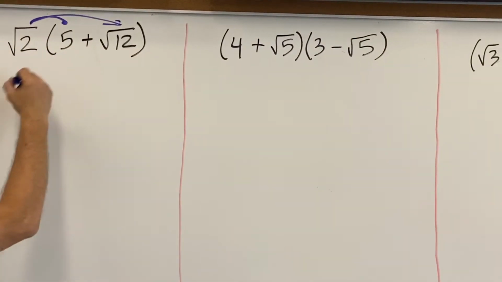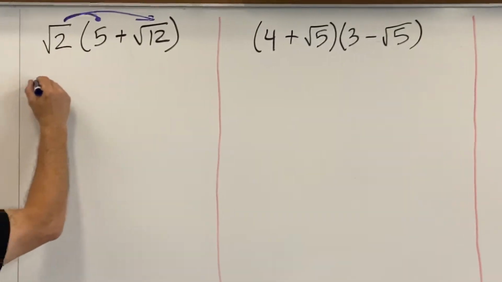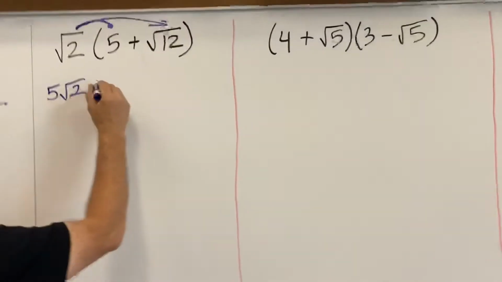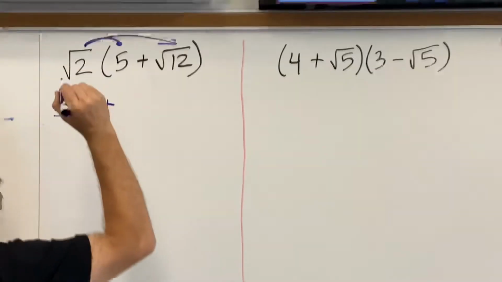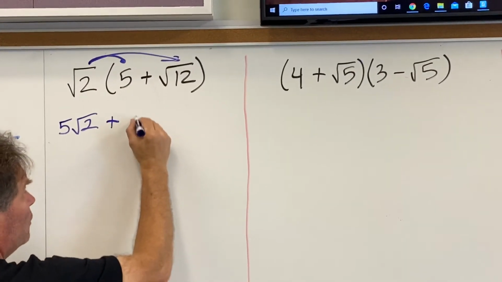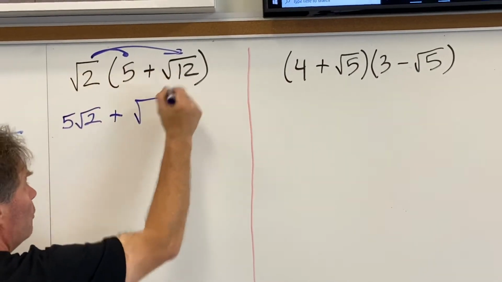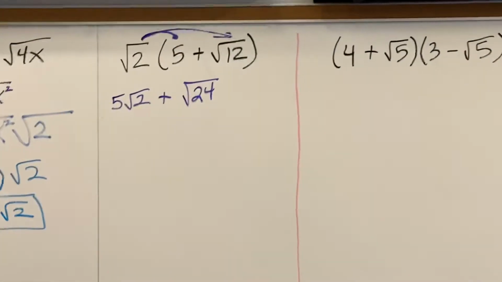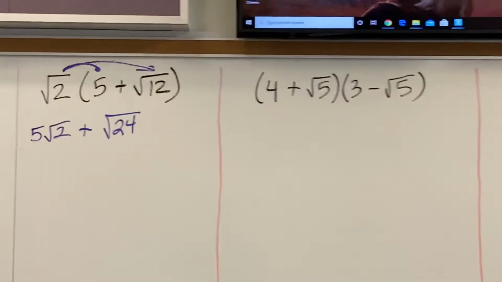Root 2 times 5. We don't call that root 2 5. We call it 5 root 2. We always put the number first. Plus root 2 times root 12 is going to be root 2 times 12, which is root 24, like that. So we just distributed the root 2.